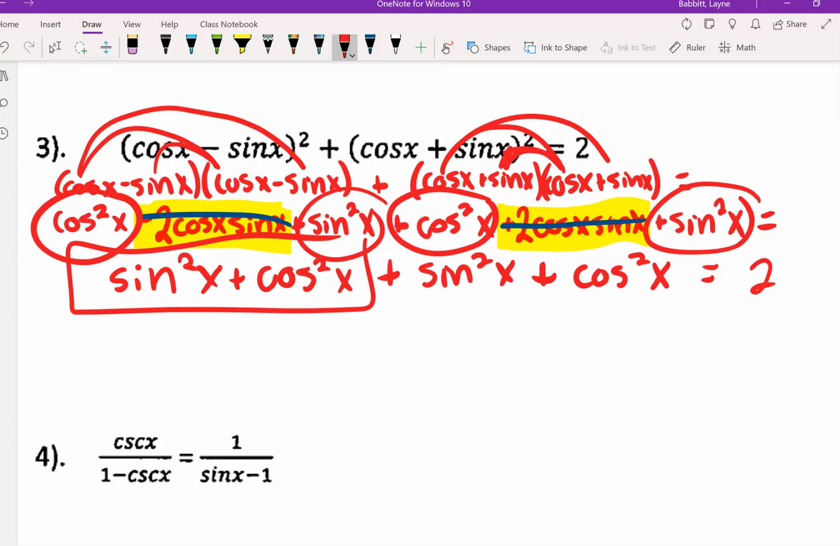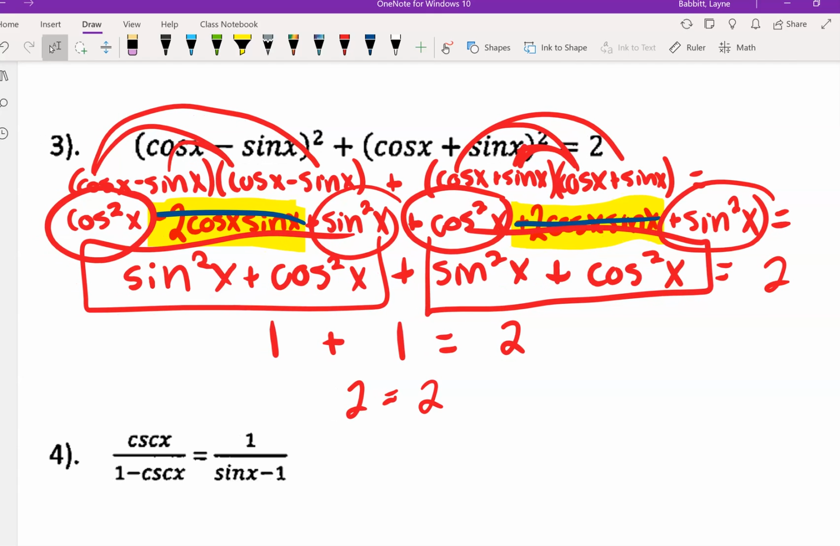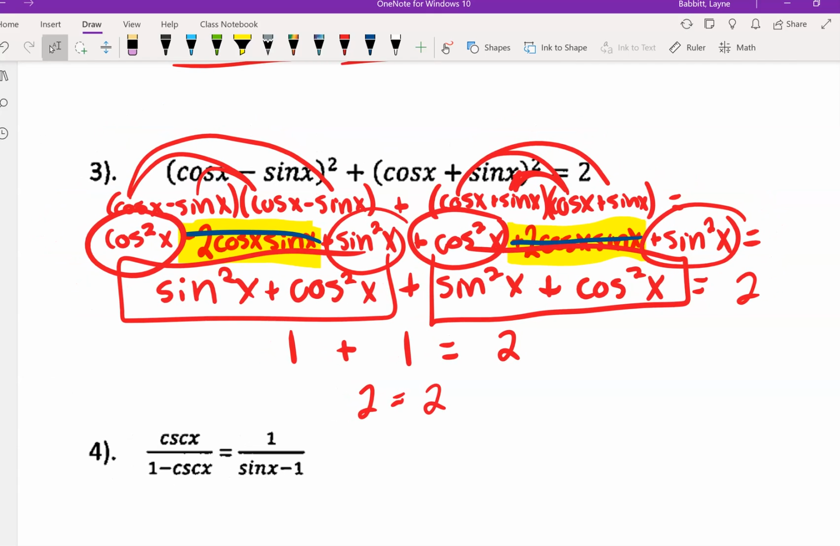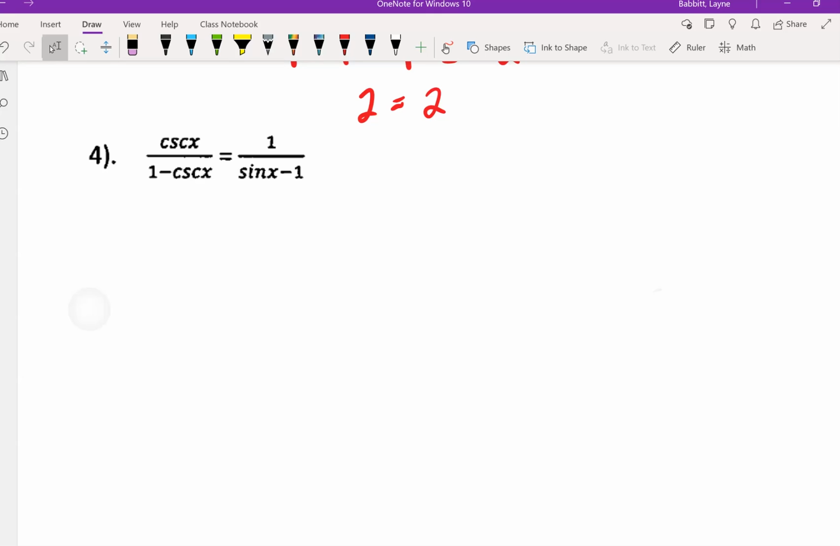This is the Pythagorean identity. This is also the Pythagorean identity. Both of those equal 1. Sine squared x plus cosine squared x equals 1. 1 plus 1 equals 2. 2 equals 2. Now I finally got the left side to equal the right side, and I'm done. Moving on to number 4.